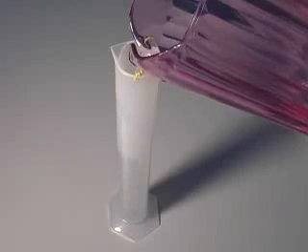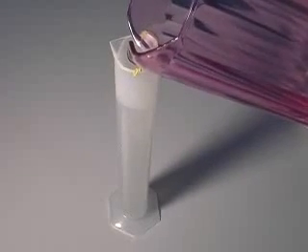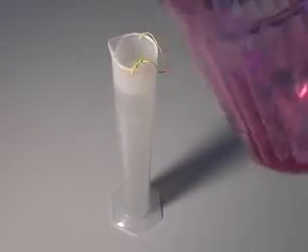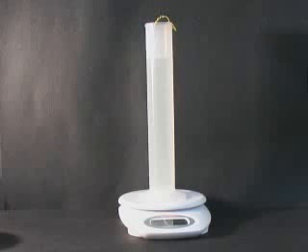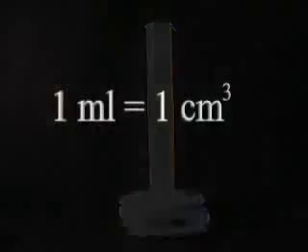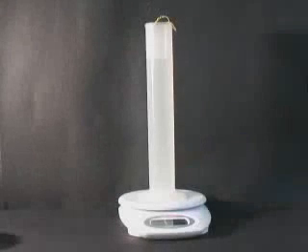Now to calculate the density of water. Let's determine a volume of water using a graduated cylinder. This graduated cylinder is calibrated in milliliters, the common volume unit for liquids. 1 milliliter is equal to 1 cubic centimeter. Because we will be measuring the mass of the water in the cylinder, we need to subtract the mass of the cylinder from the total mass of the water plus cylinder.